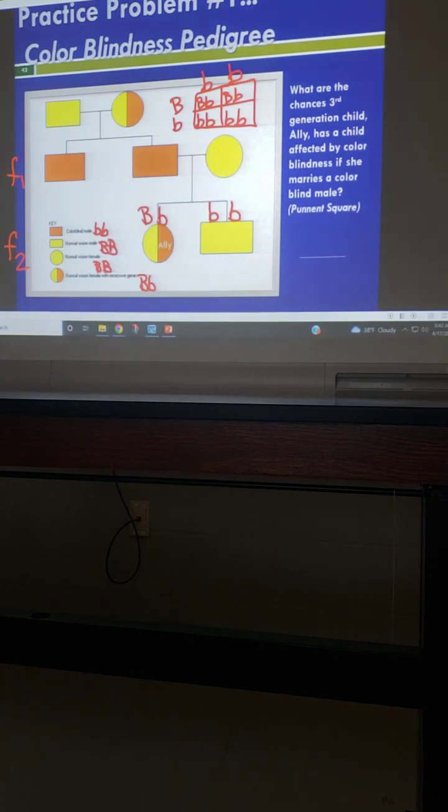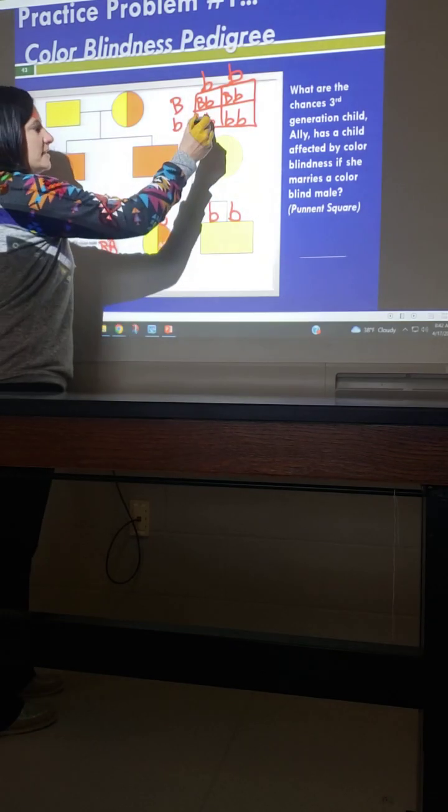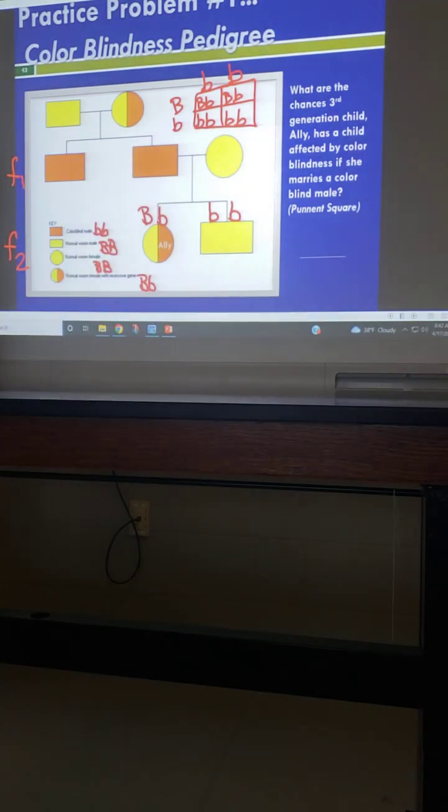So, back to the question, it says, what are the chances that she will have a child affected by color blindness? So what genotype do you need to be looking for to see a colorblind offspring phenotype, Sarah? Little b, little b. So as I look at this, I see how many? 9?